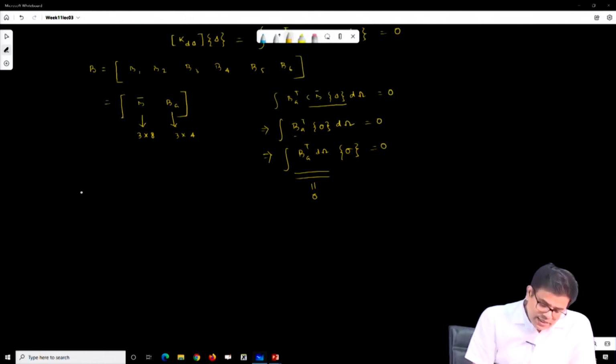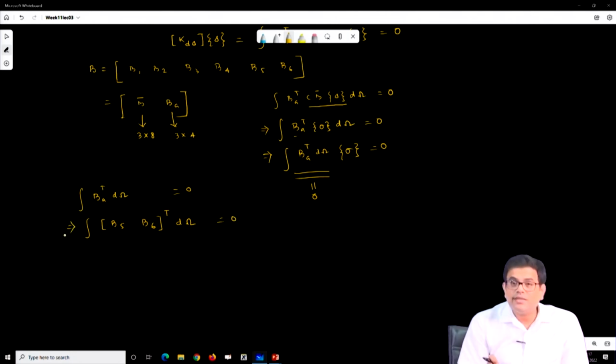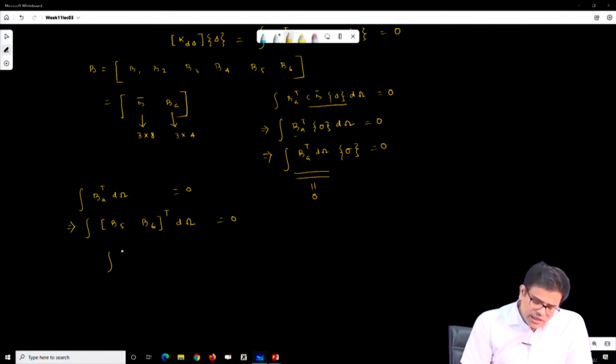Now what is this integral B A transpose d omega? This condition means that you have B5 and B6, and this transpose d omega must be equal to 0. So individually each has to be 0. That means integral B5 d omega must go to 0, and integral B6 d omega must go to 0.